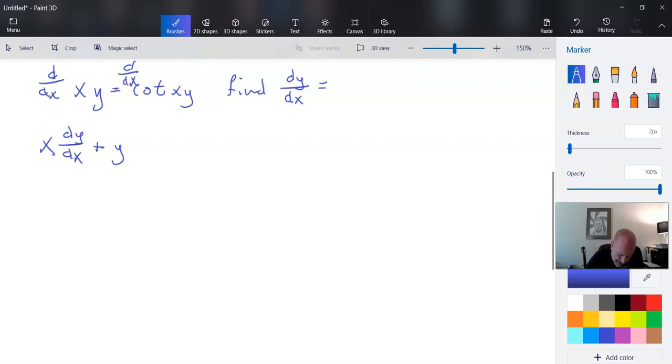So it's x times dy dx plus y for the left-hand side. And then over here, now I have a composition, right? I have xy, and then I have cotangent. The derivative of cotangent is negative cosecant squared, right? So if I start with the derivative of the outside, it's negative cosecant squared of xy, right? Now, because I'm using the chain rule right now. So that's the derivative of the outside.